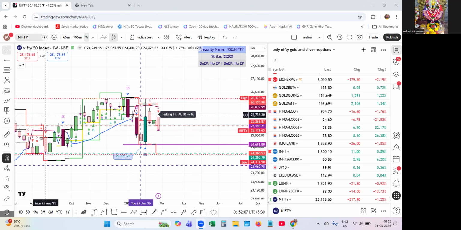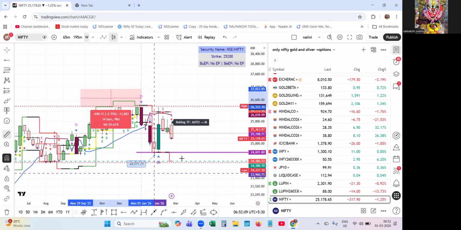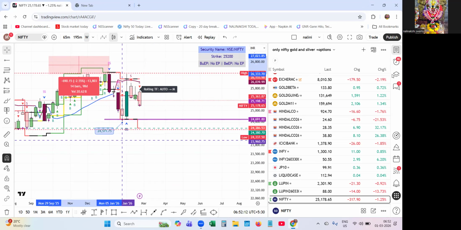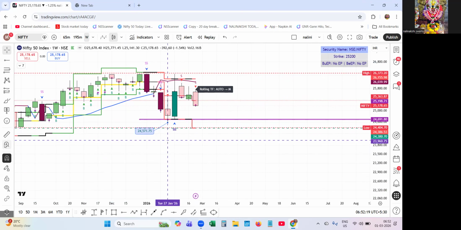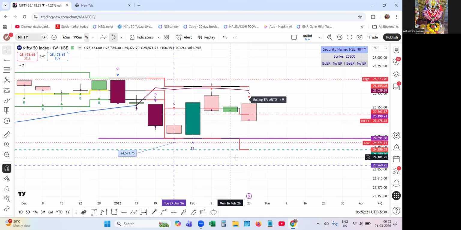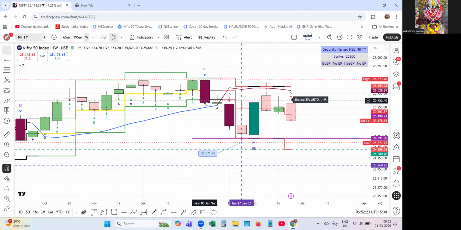If I zoom it out, let me take this out so that you will have the full picture. If I zoom this, you can see the market has fallen below the S1. This is S1. That is a weakness. It was a pullback rally. Sorry, friends, pullback rally. And then you can see all sell signals over here.